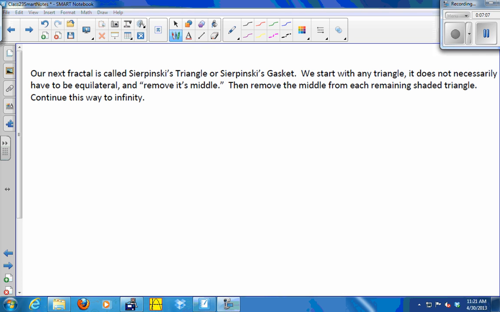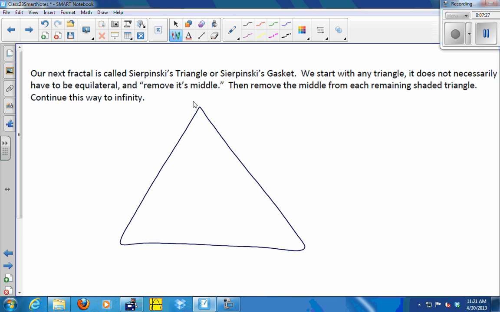The way we build this triangle, this gasket, is to start with any triangle. It does not have to be equilateral like the Koch snowflake does, but that's often how people draw it because we like equilateral things. So you start with any triangle and remove its middle. What removing the middle means is if you have a triangle, put the midpoint of each side down. So draw the midpoint of each side, connect them, and this is considered the middle. And we remove it, throw it away.